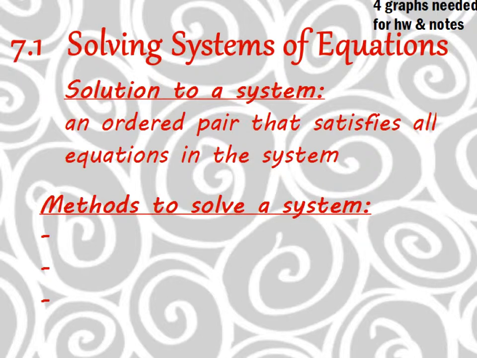Well, a system is basically when you have multiple equations, and we call that a system. It might be two equations, but it can be more than two. For right now, we're going to stick with two equations. And the solution to it is the ordered pair that satisfies all of the equations in the system. So it's an xy coordinate that would work in both equations.